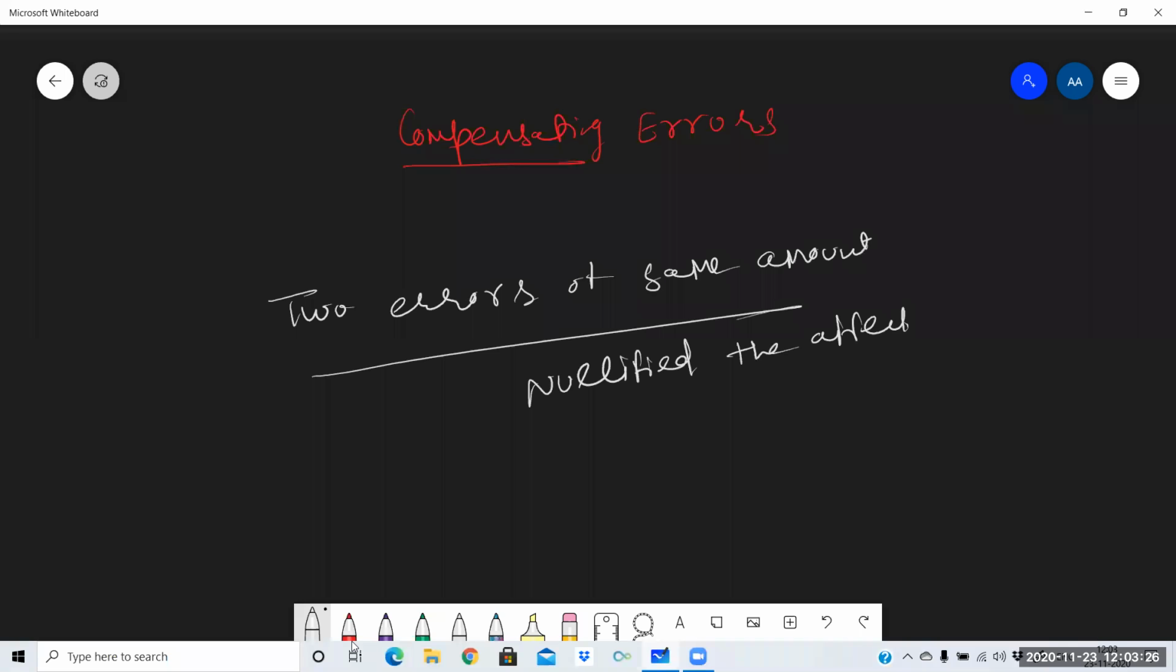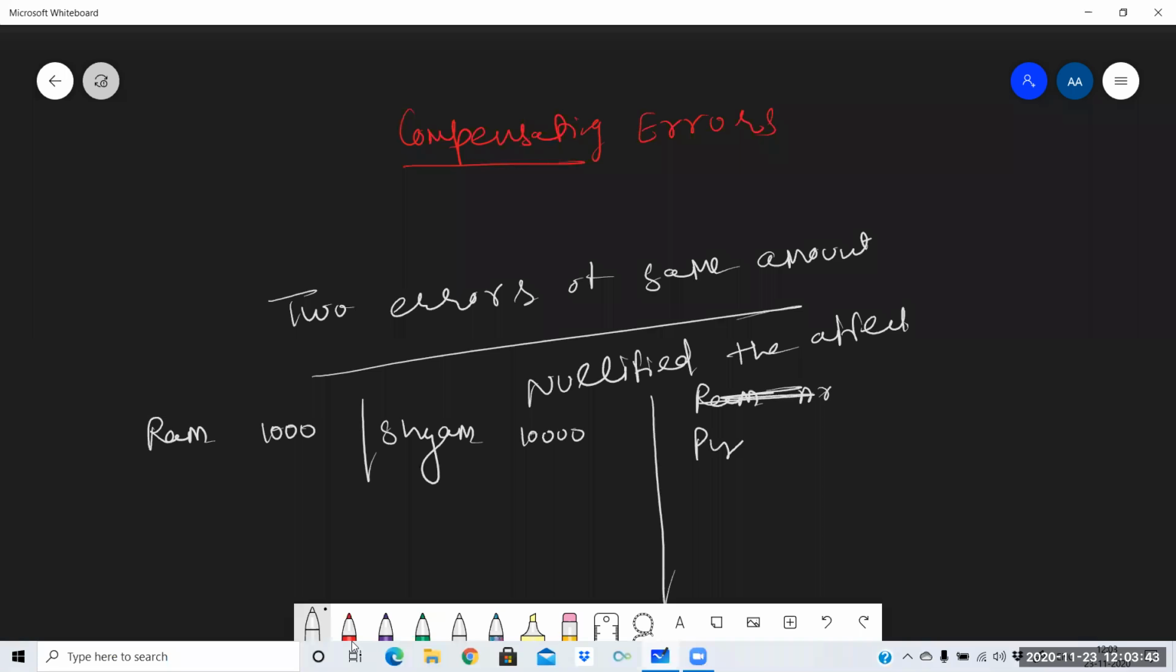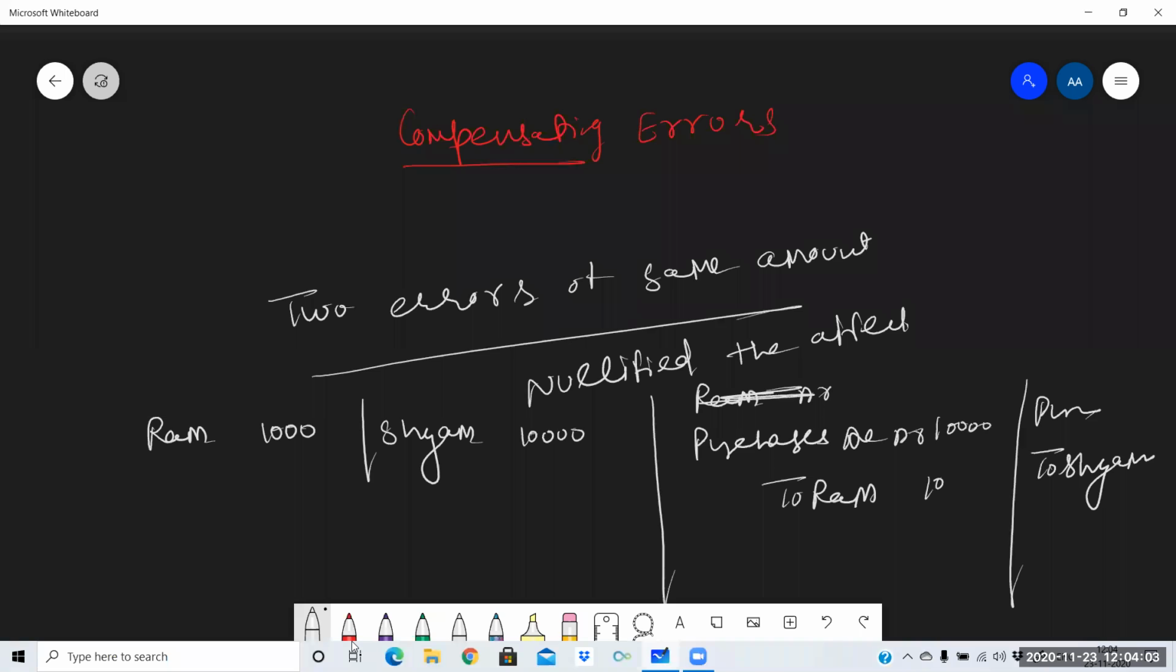For example, you have purchased goods from Ram for 1,000 and from Sham for 10,000. So what will be the entry? Sorry, we have purchased, not sold. So purchases account debit to Ram, and another entry, purchases account debit to Sham. But the amounts were reversed. In Ram's account it was written 10,000, and in Sham's account it was written 1,000.